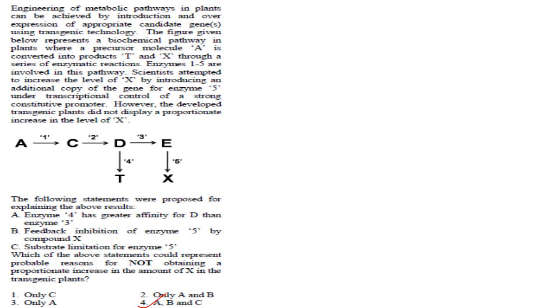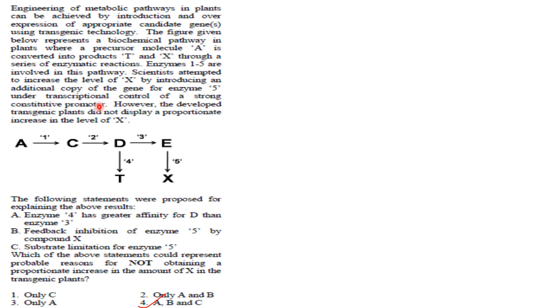Now the figure given below represents a biochemical pathway in plants where a precursor molecule A is converted into its products T and X through a series of enzymatic reactions. So A is converted to T and X through a series of enzymatic reactions. Enzymes 1, 2, 3, 4 and 5 are involved in this pathway. Scientists attempted to increase the level of X by introducing an additional copy of the gene for enzyme 5 under transcriptional control of a strong constitutive promoter.